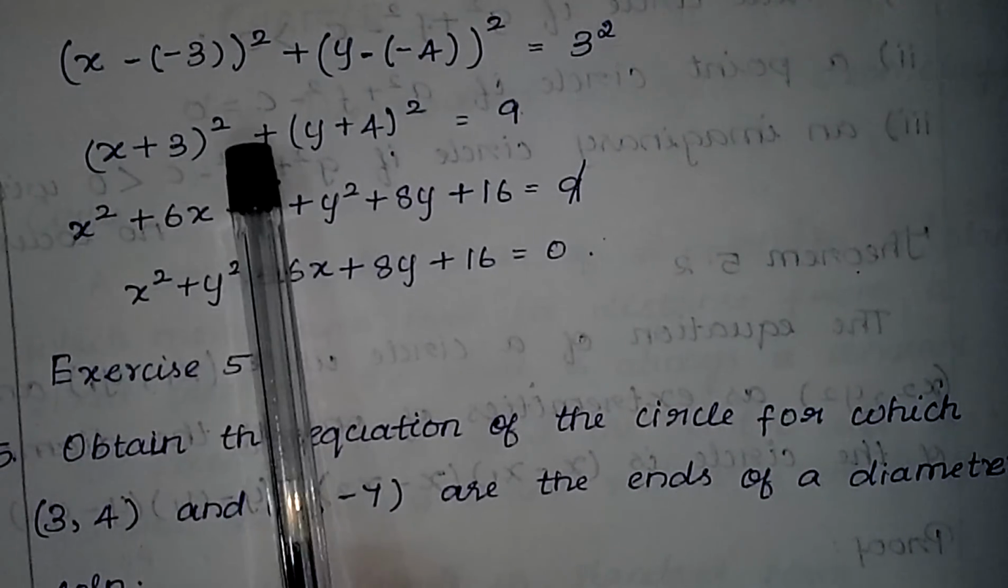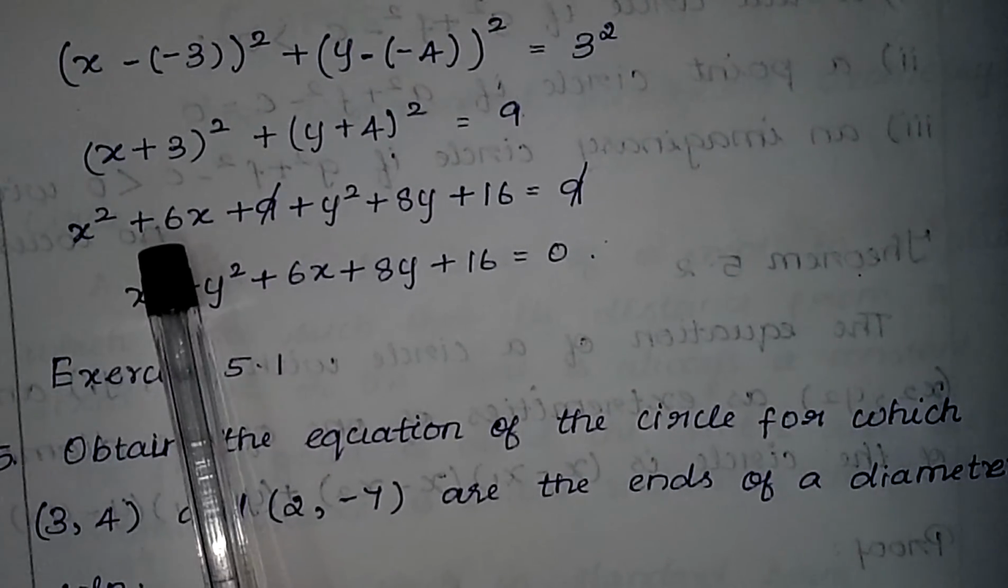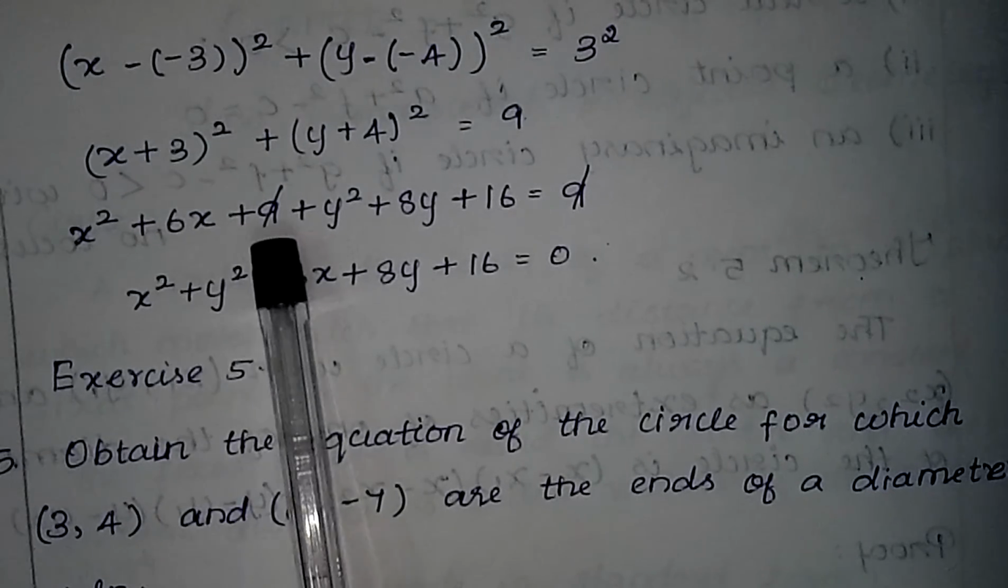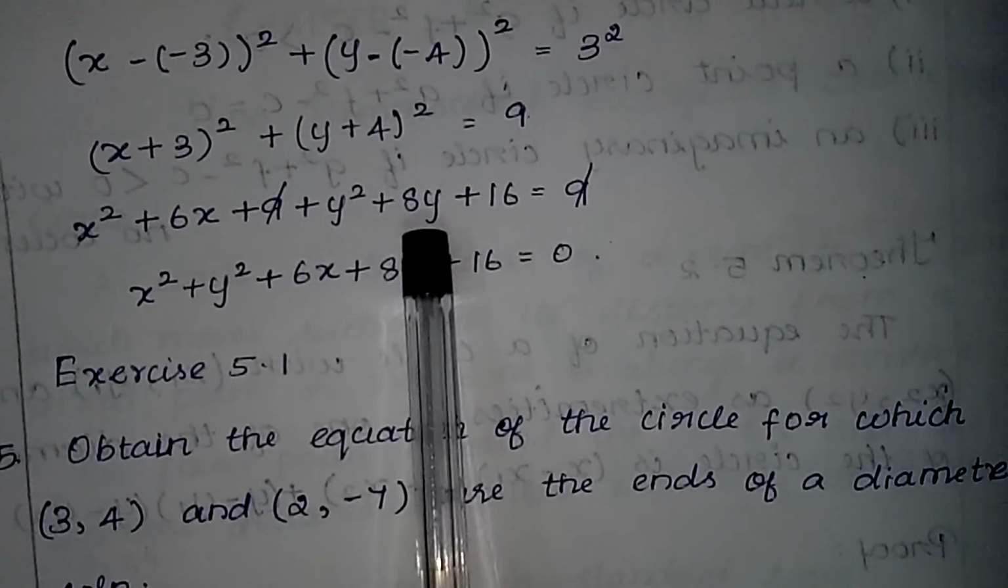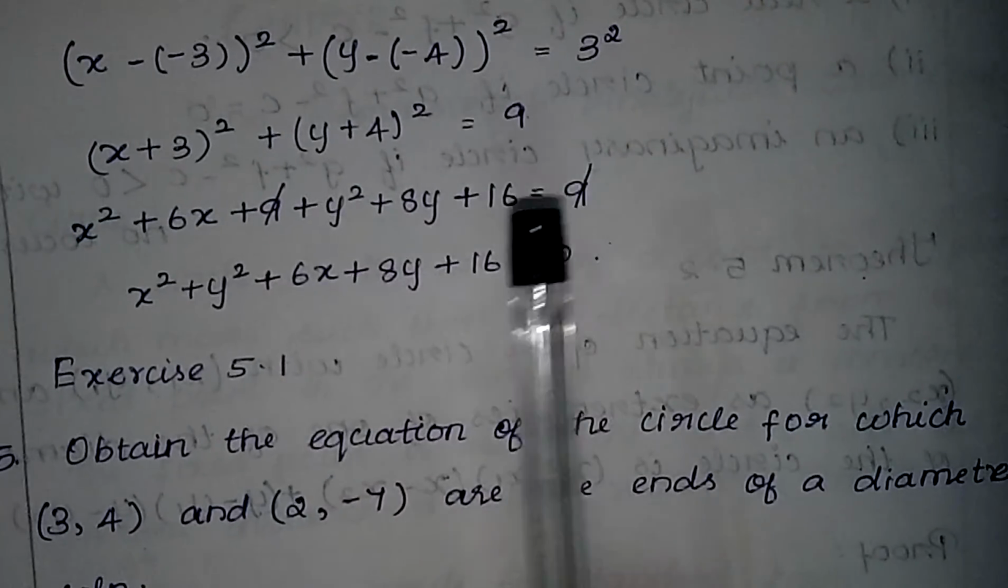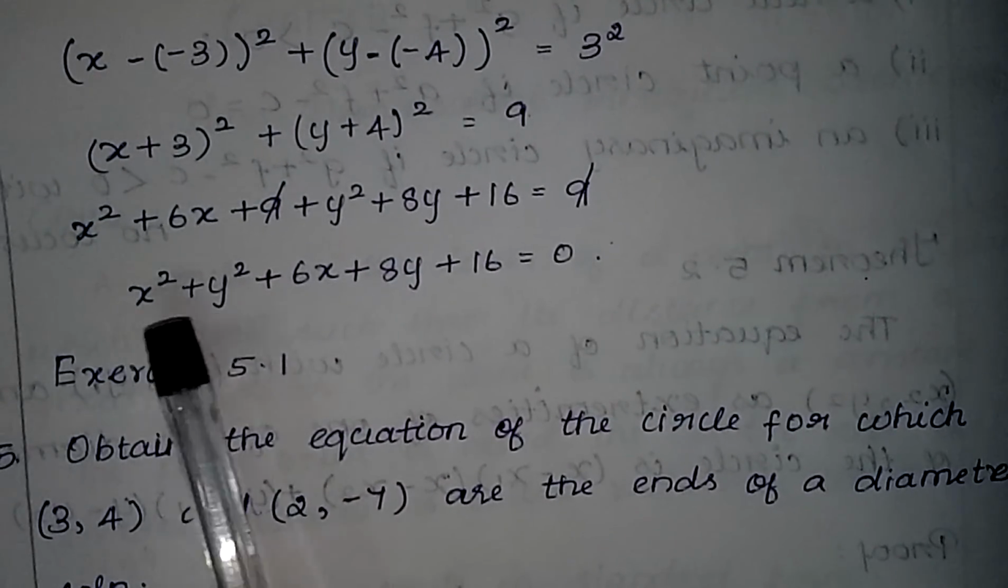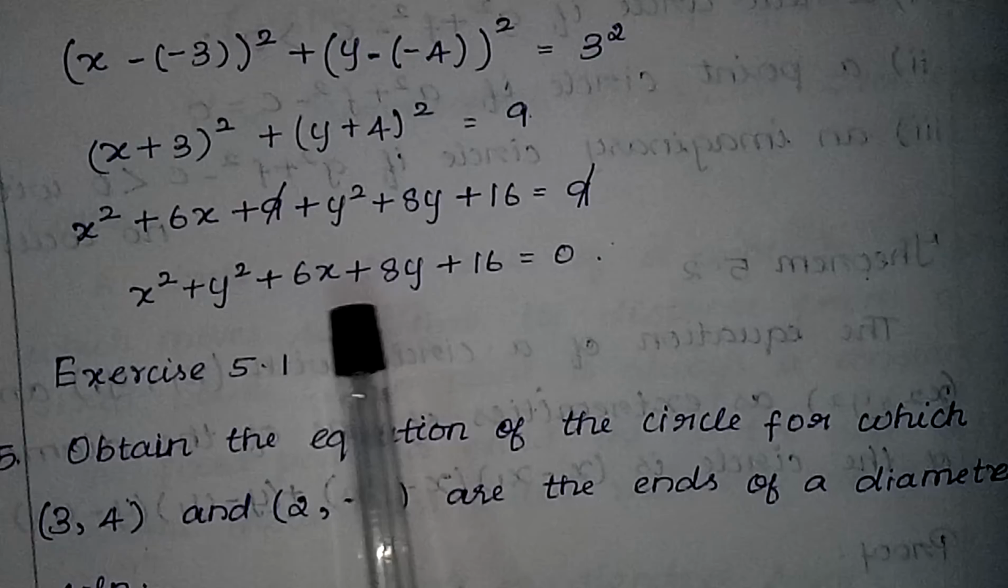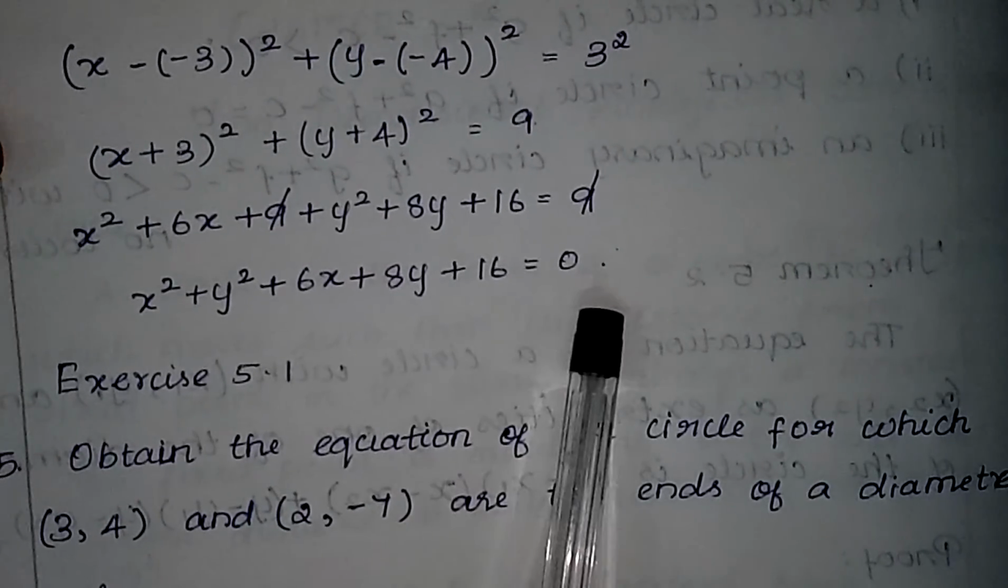So like this you can expand it. A plus b the whole square formula: a square plus 2ab, that is 6x plus 9 plus y square plus 8y plus 16 equal to 9. Both sides 9 you can cancel. You will get the answer as x square plus y square plus 6x plus 8y plus 16 is equal to 0.